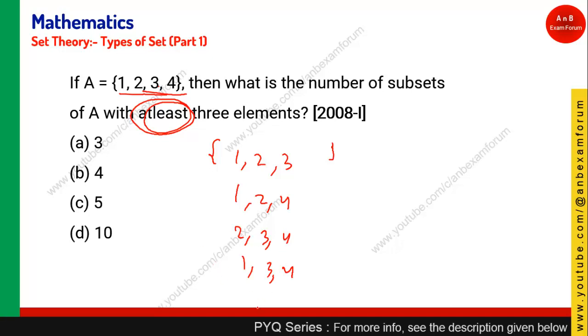And the last one is very important. I know most of you will skip this. 1 2 3 4. Okay, this is again a subset with at least 3 elements. So we have 4 elements, no problem. So how many are there? 1 2 3 4 5. So option C is the right answer.